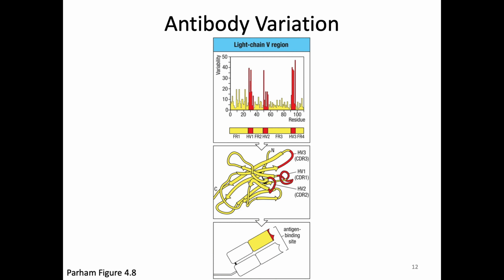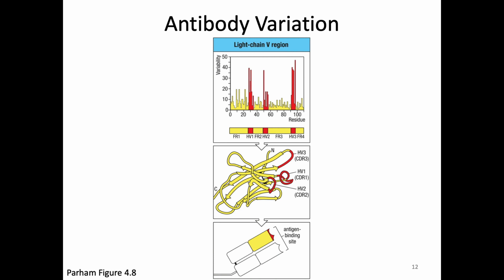But if we map how much variability, which is shown here on this y-axis, there is at different parts of the protein, we find that there are 3 parts that are extra variable. They are the most variable parts of the variable region. Those are sometimes referred to as the hypervariable regions. And so you can see that there are 3 hypervariable regions within the variable region here.